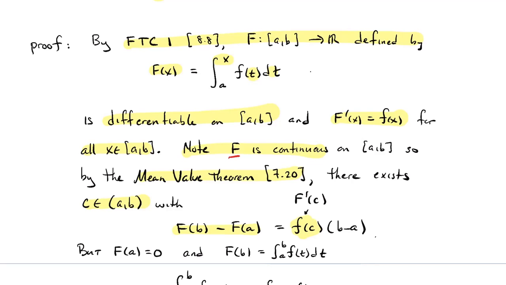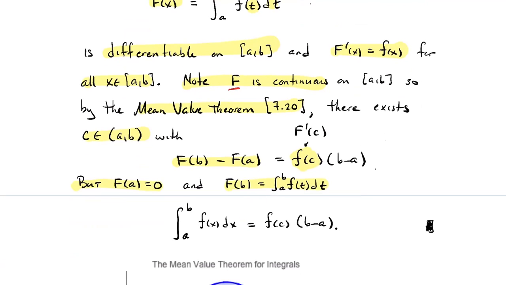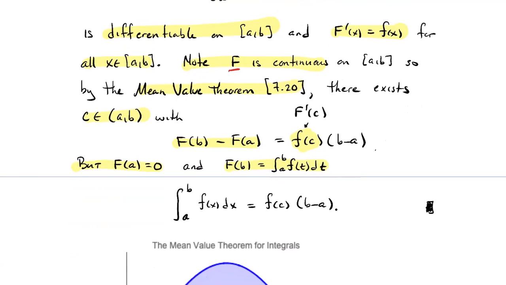But capital F of A, I'm going to leave it to you to think through the details of why this is true. You can do it from the definition of definite integral. The integral from A to A of little f is 0. And of course, by definition, capital F of B is the integral from A to B. So if we take a look at that equation, capital F of B minus capital F of A equals f of C times B minus A, it just says that the integral from A to B of f is little f of c times b minus a, and that's the proof of the mean value theorem for integrals.